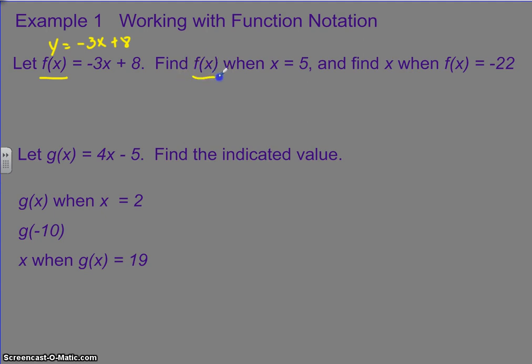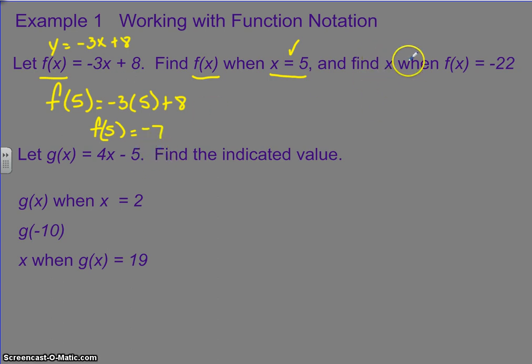We're going to find f of x when x equals 5. That's another way of saying find y when x equals 5. Remember, this just takes the place of y. So we're going to find this when x equals 5. Again, we're just substituting. They're telling us what to substitute. x equals 5. Well, the only places there's an x are here and here. So f of 5, I'm just substituting for x, equals negative 3 times 5 plus 8. Okay, I'll work this out. I get negative 15 plus 8, so f of 5 equals negative 7. Okay, all I did was substitute and get an answer.